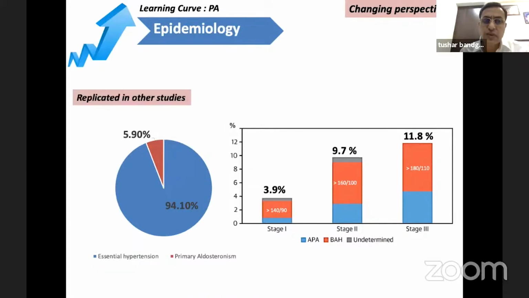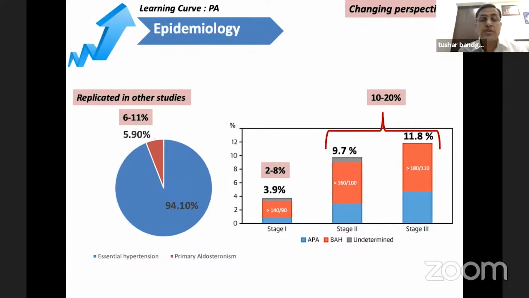These findings have also been replicated in other studies, where prevalence has been around 10 to 20% in resistant hypertension. Even the AIIMS data, which has just been published, where they looked at young hypertensive patients, showed a prevalence of PA of around 20%. So we are all talking the same language the world over as well as in India.